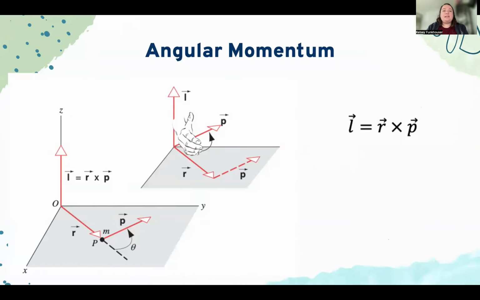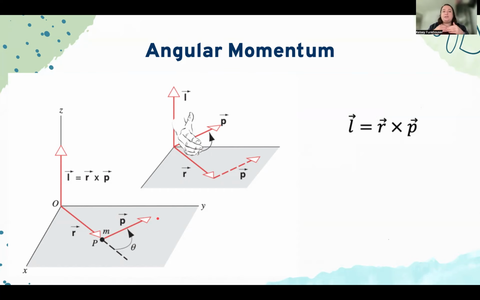So angular momentum is the angular equivalent to linear momentum, and it is given by the cross product of r, the distance from the axis of rotation, and the linear momentum. We have an example here where there is a point mass rotating around the z-axis as shown. We have the vector r and the vector of the momentum. And we can use the right-hand rule for a cross product to find the direction of the angular momentum vector.